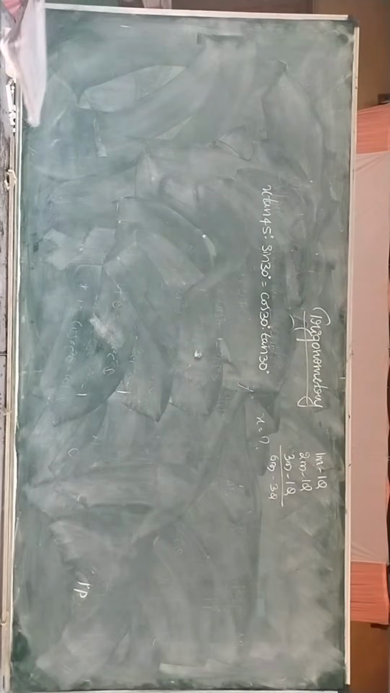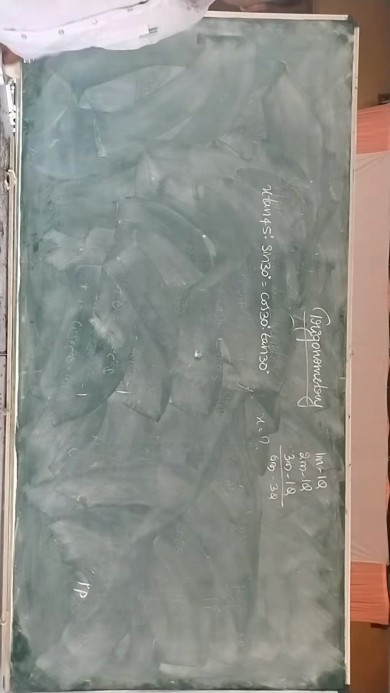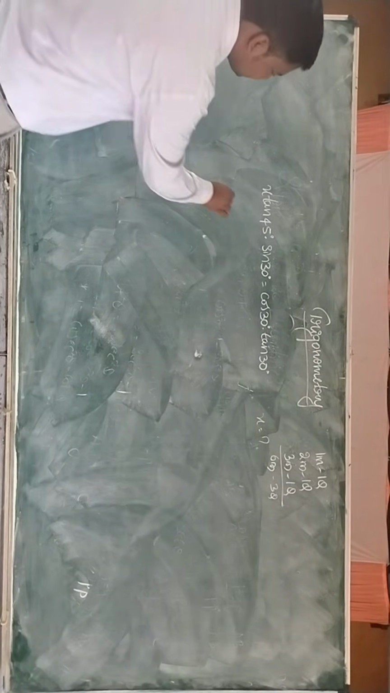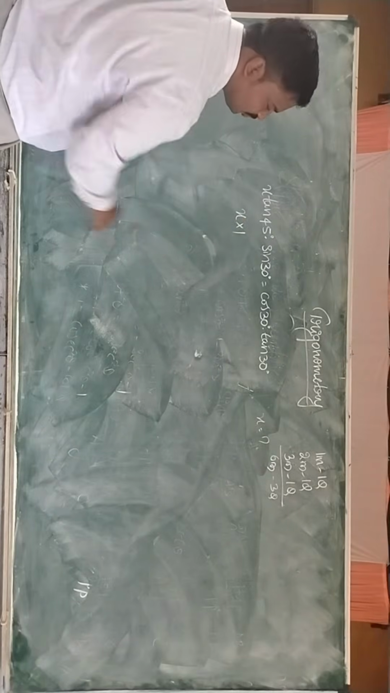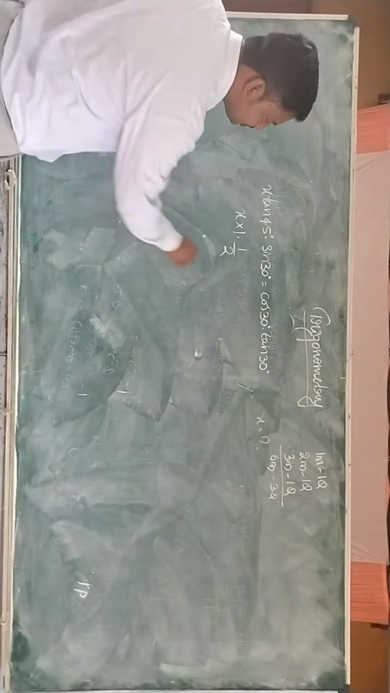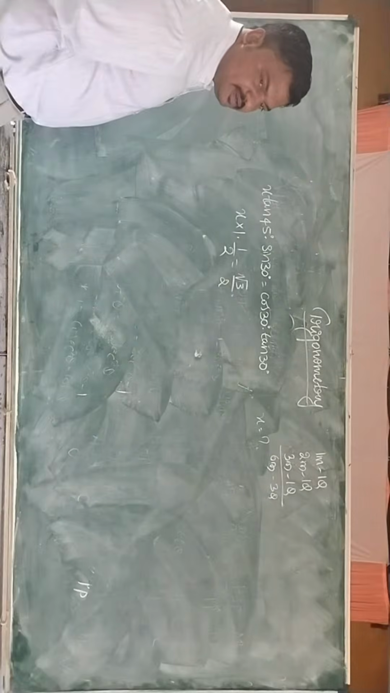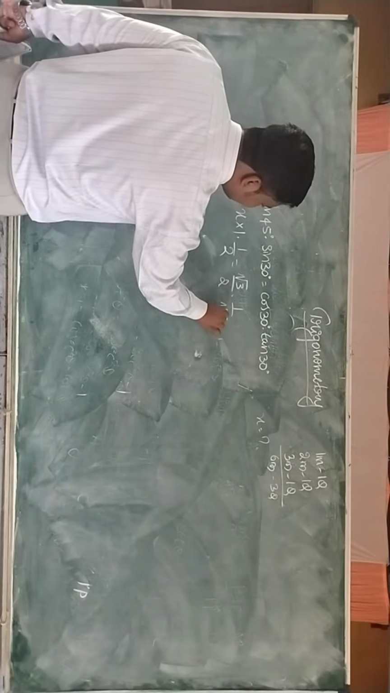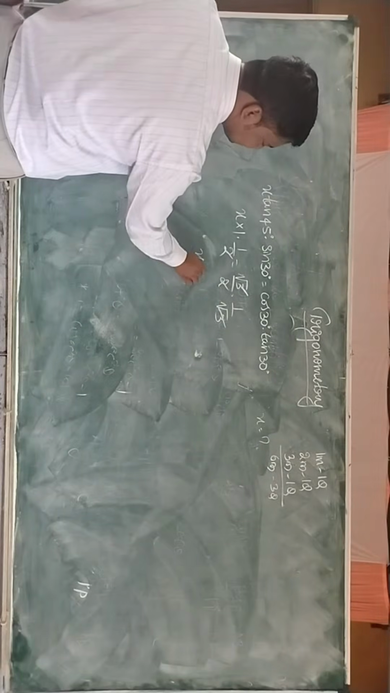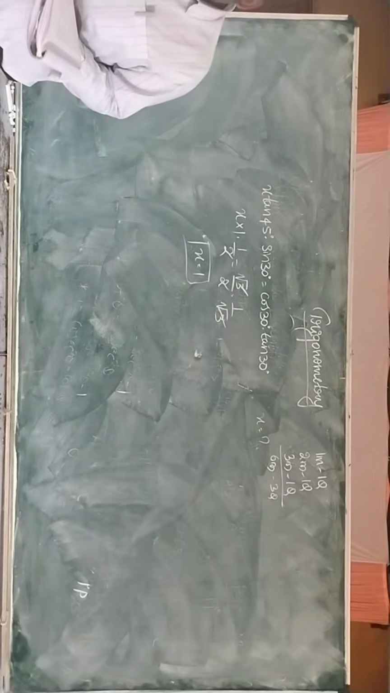X tan 45 degree into sin 30 degree, cos 30, tan 30. Yes, 1. Okay. So x, tan 45 is 1. Sin 30, half. Cos 30, root 3 upon 2. Tan 30, 1 upon root 3. So root 3 cancel. 2 cancel. X is equal to 1. Hence your answer is 1. Okay, next question.